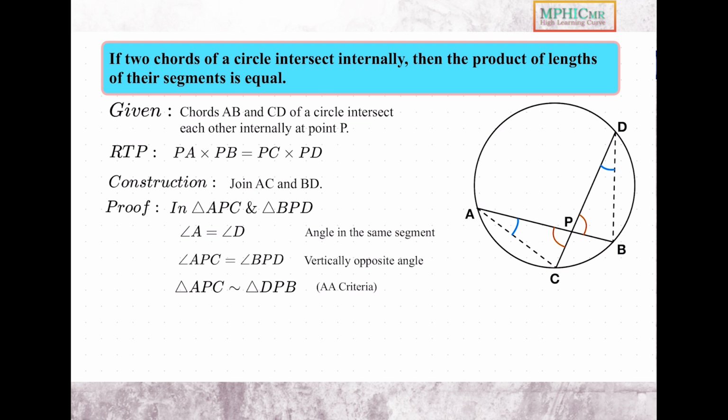Since the triangles are similar, their corresponding sides will be proportional. So we can say that PA upon PD equals PC upon PB. Now on cross multiplying it, we'll get PA into PB equals PC into PD. And that's how we can prove this theorem.